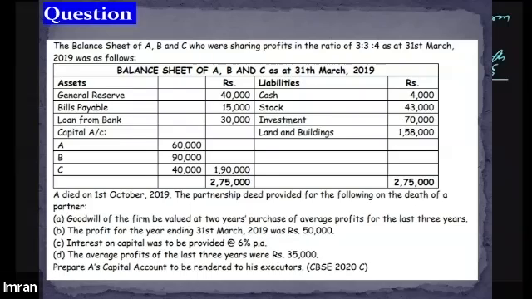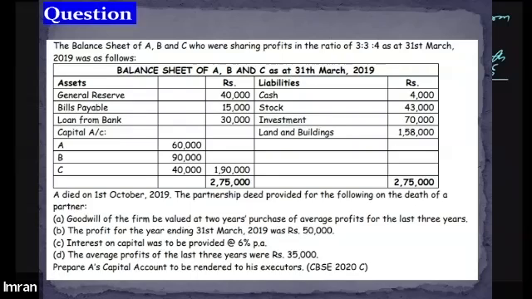Okay, this is a question wherein there are three partners A, B, and C. Their profit sharing ratio is given as 3:4. General reserve is there. Bills payable is there. This is not an asset.